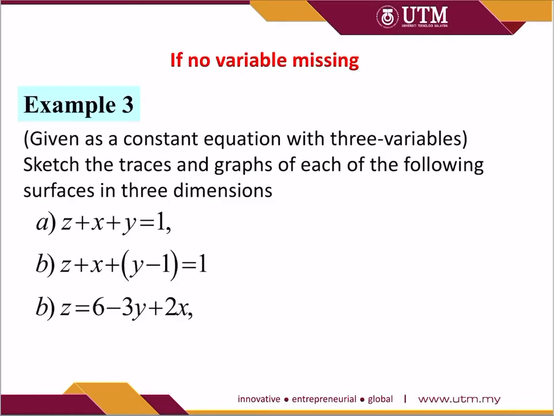Okay, so now let's look at the next example, example 3. This time the equation has 3 variables. So we know that we will sketch 3 traces, and then we need to merge these 3 traces into one graph. No variable is missing this time. We have all x, y, and z. So we need to sketch 3 traces.